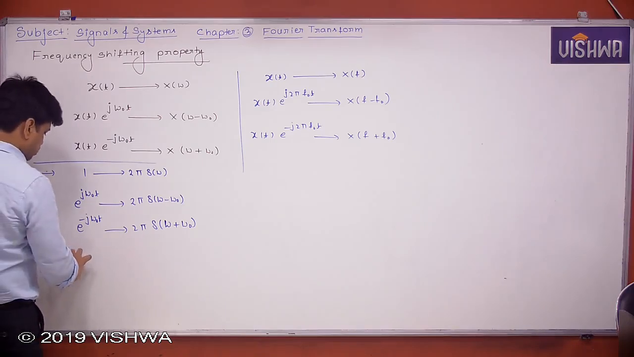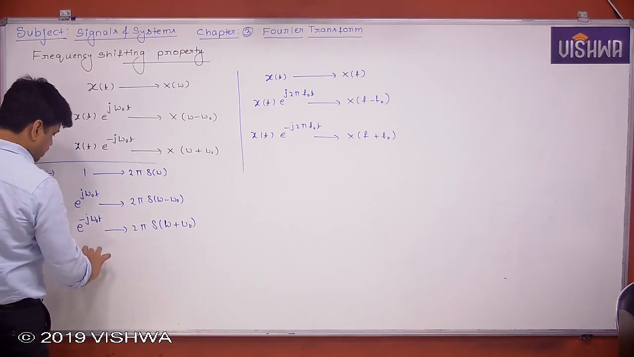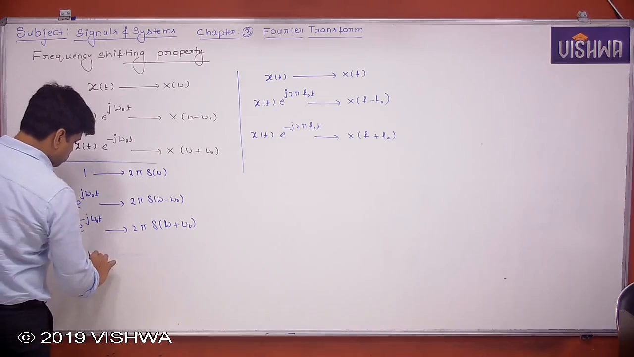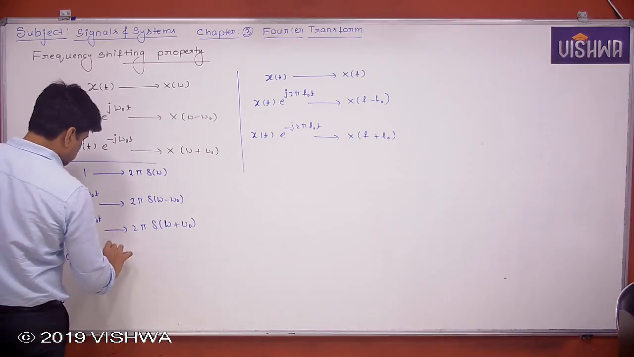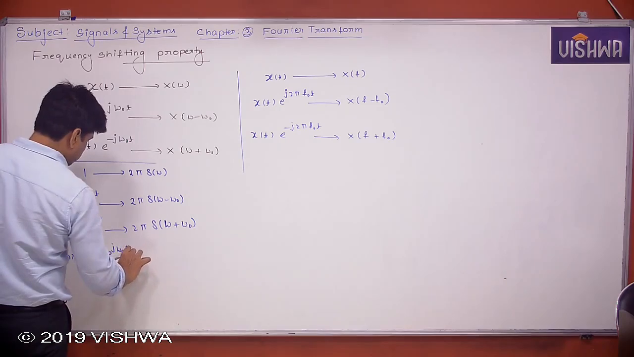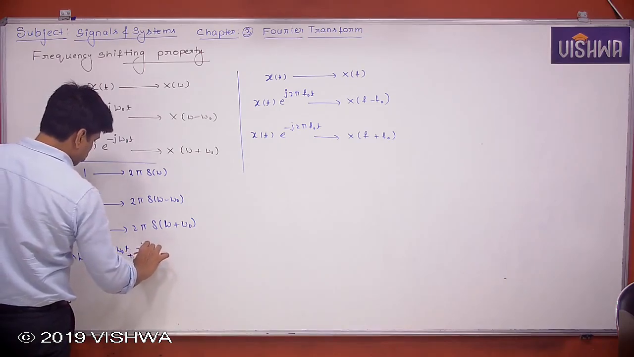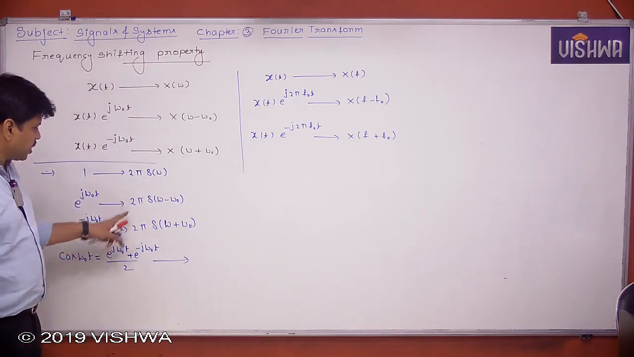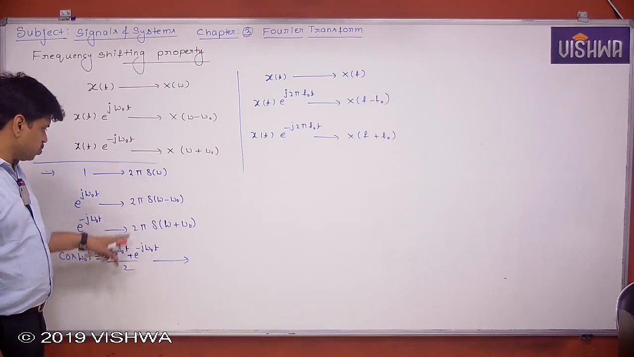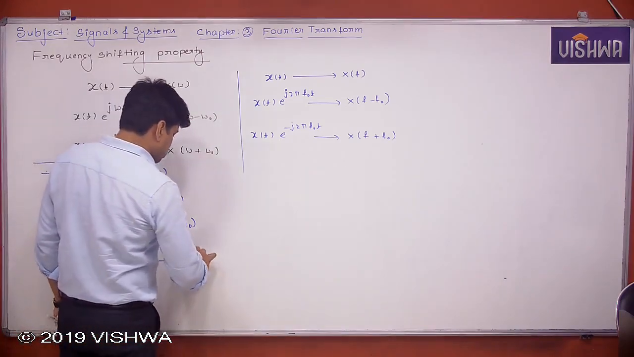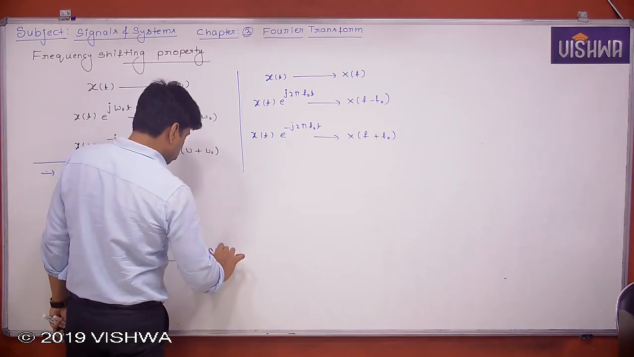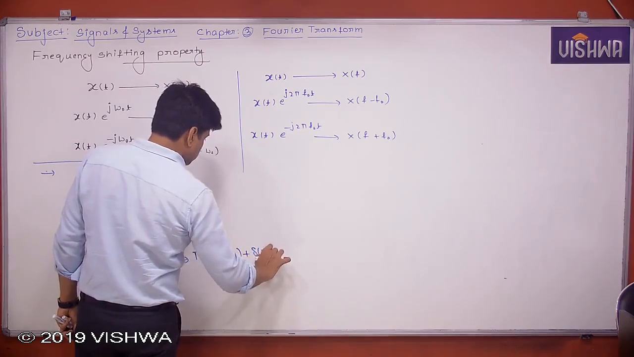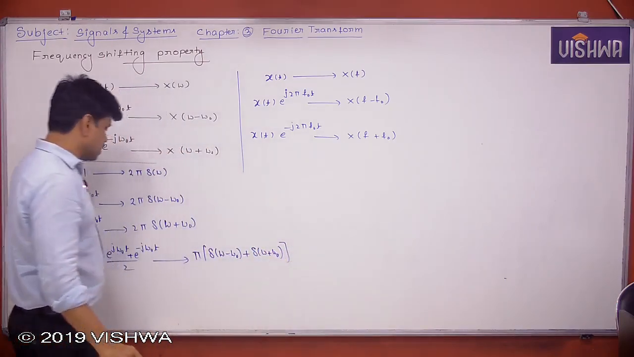Cos omega naught t can be written like this also: e power j omega naught t plus e power minus j omega naught t, divided by 2. For this, if I calculate the Fourier transform, for this one we are going to get 2 pi delta omega minus omega naught by 2, that is nothing but pi. If I take pi common, then we are left with delta omega minus omega naught plus delta omega plus omega naught. So this is the Fourier transform we are going to get.